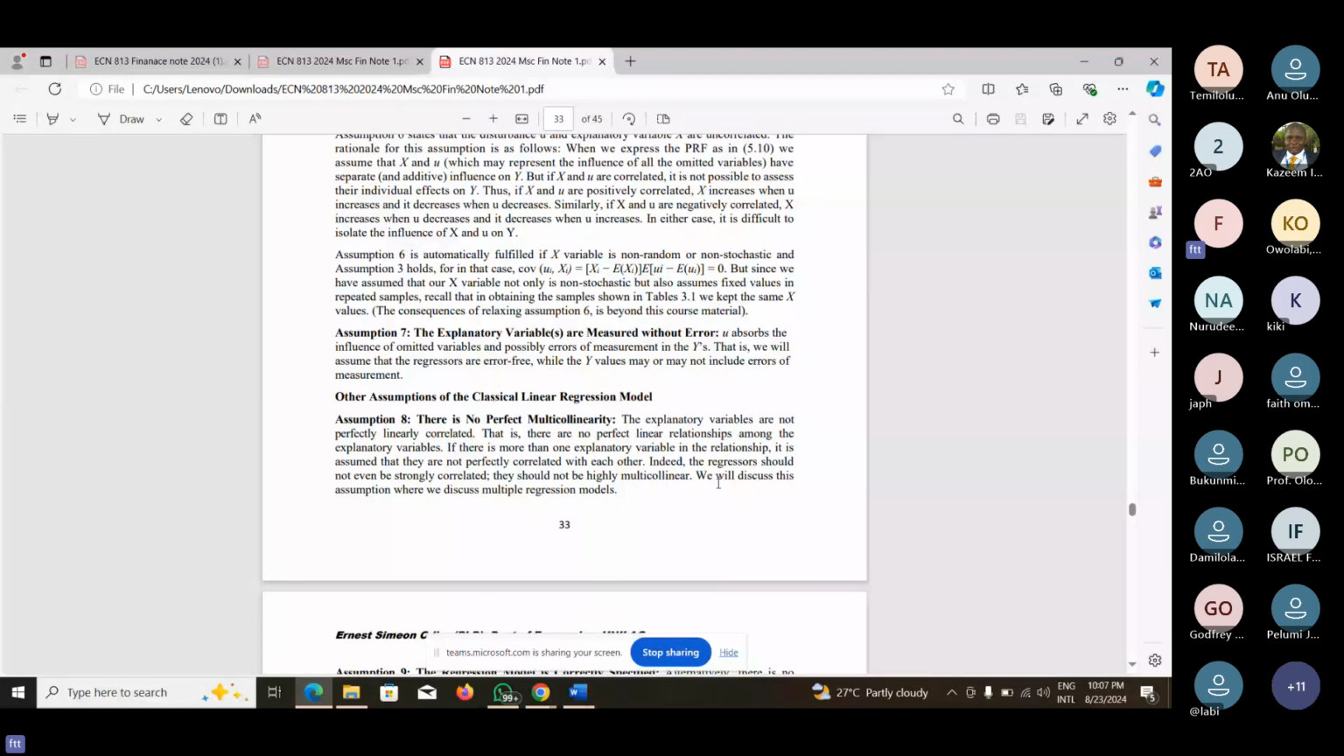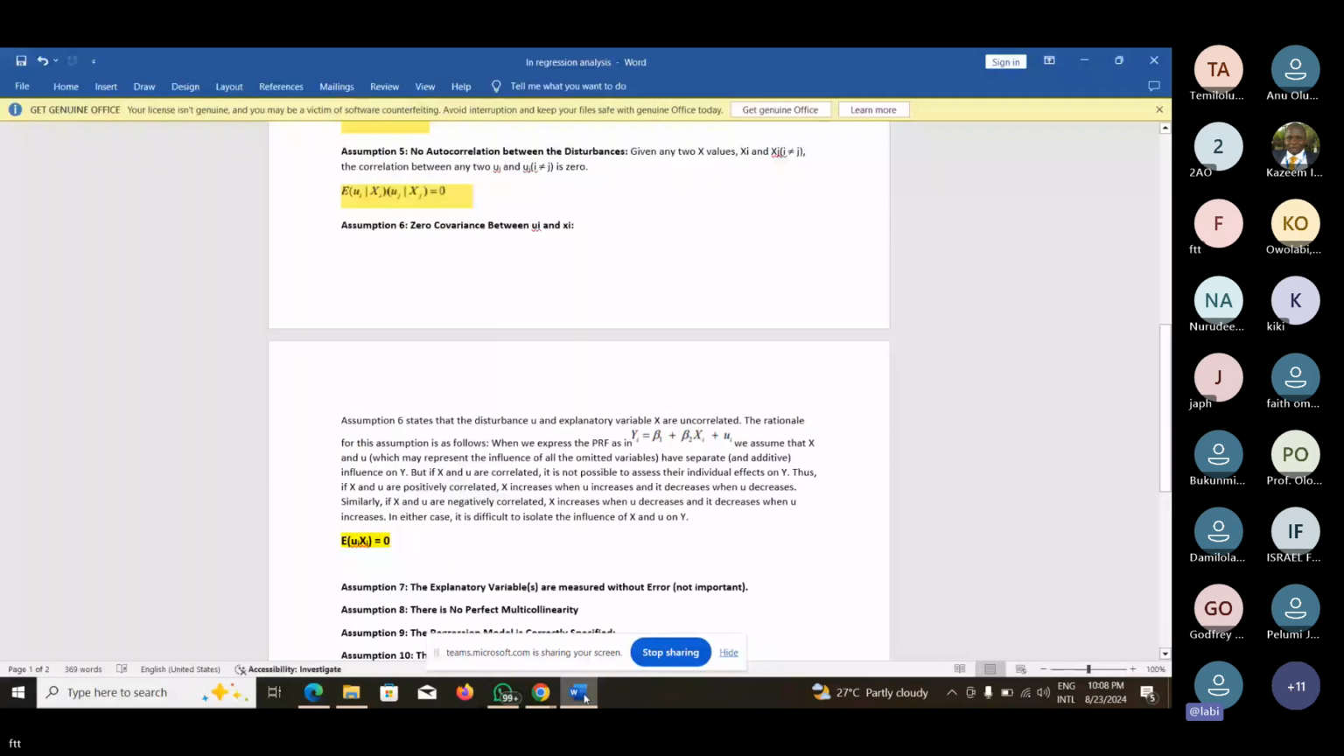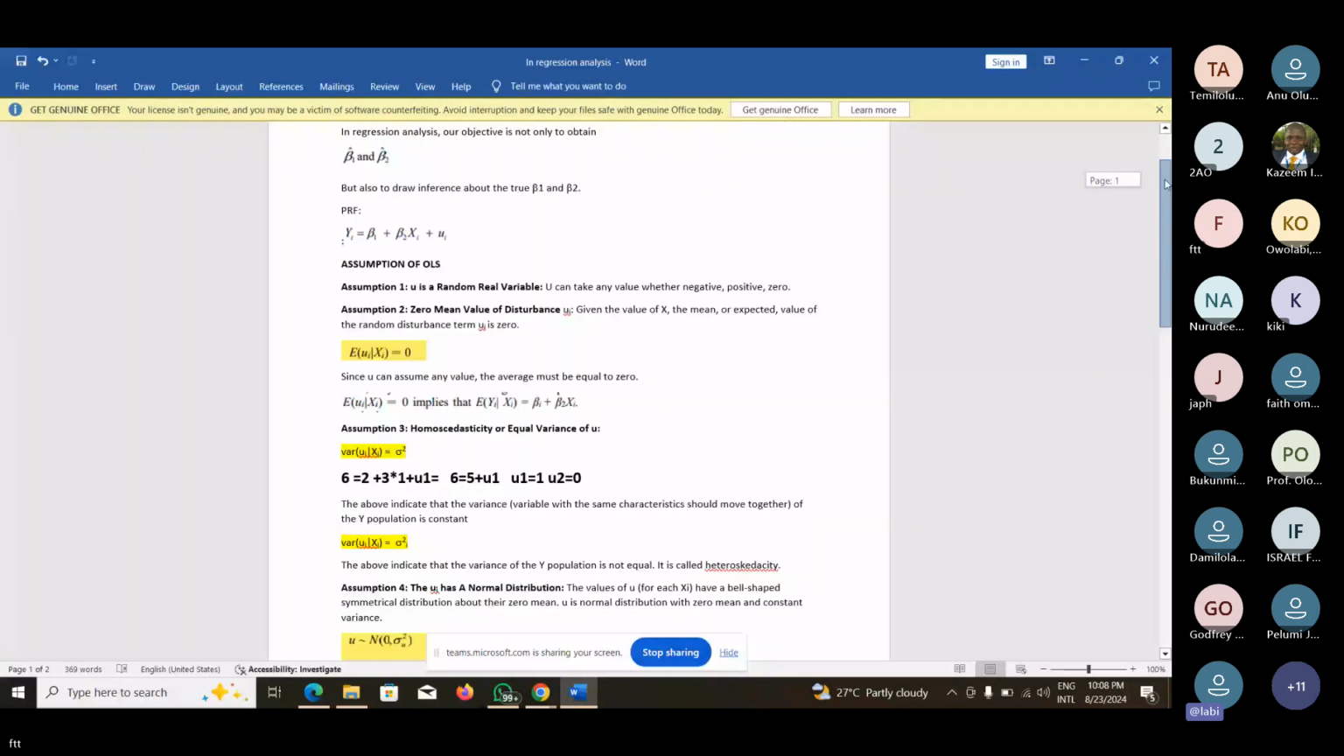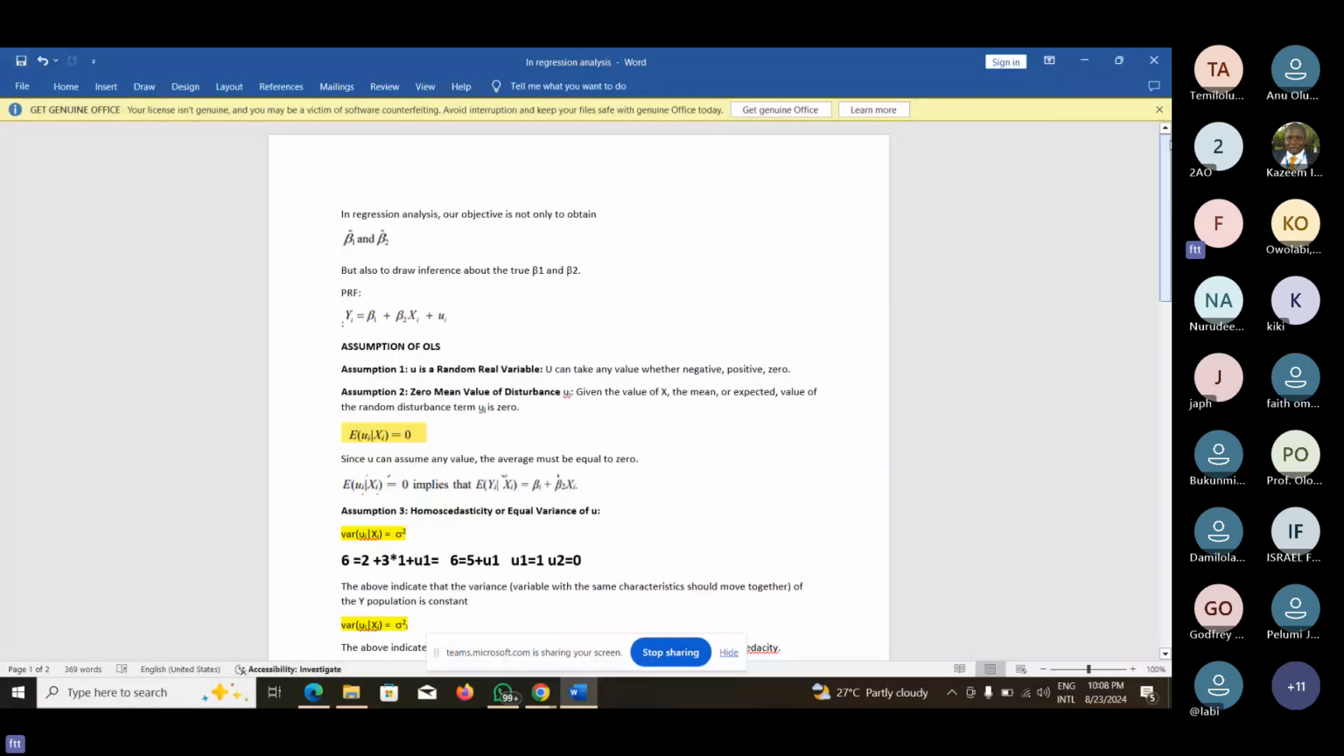So let's move on to assumption 7, sorry. Assumption 7 states that the explanatory variables are measured without error. Please, who can tell me the meaning of explanatory variable? I think explanatory variables are the same things as regressors, that is, the independent variables that you use to estimate the dependent variable. Okay, so who can tell me the explanatory variable in the equation of the PRF?